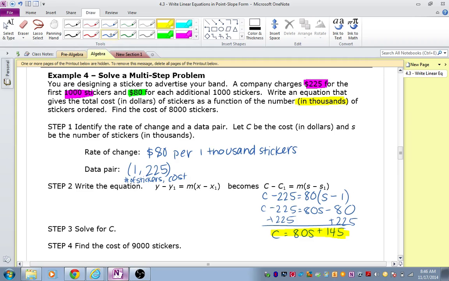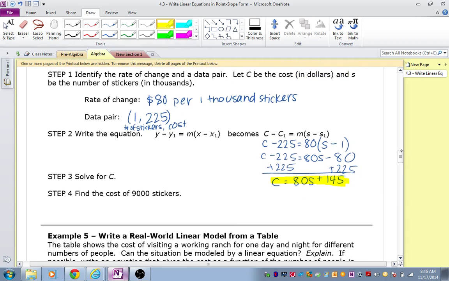So now we're going to find the cost of 8,000 stickers. So the cost is 80, and if we're talking about 8,000 stickers, we're really inputting an 8, plus 145. This is 640 plus 145. That means altogether it's going to be $785.